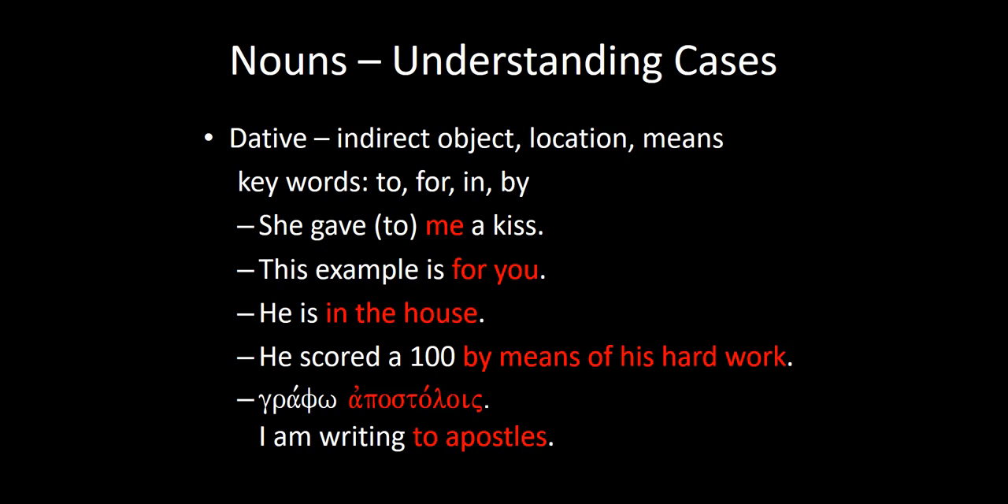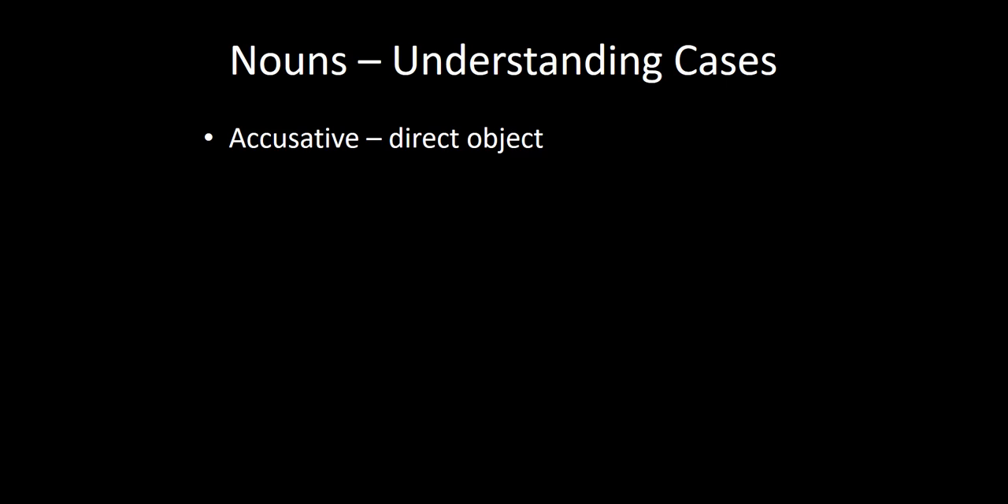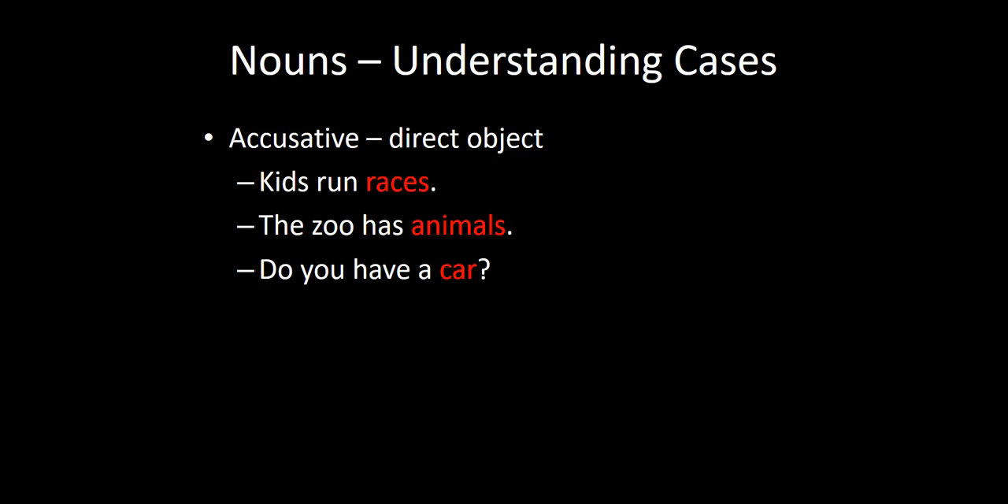Now the accusative case, the accusative is very often going to be the direct object. This is the object of a verb. So for example, kids run races. Kids is the subject, run is the verb. The object of that verb is races. The zoo has animals. Animals would be the object of the verb has. Do you have a car? This one's in the form of a question, but still, the verb have is the verb, and car is the object. You have a car? Question mark.